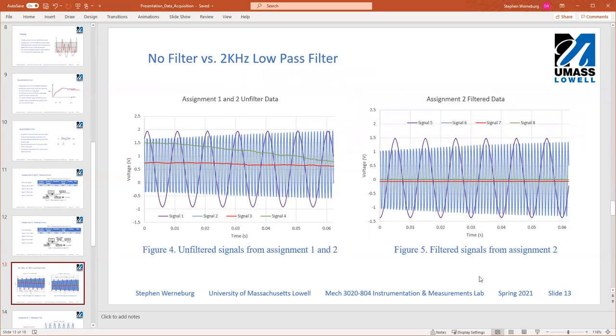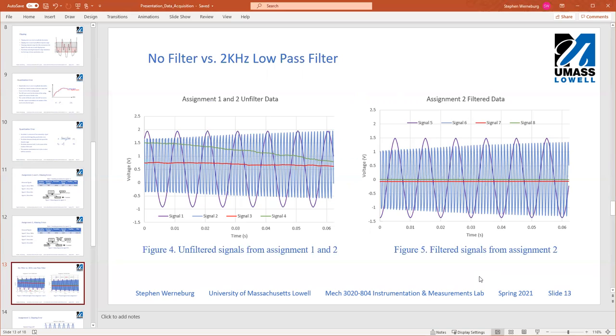So as you can see, the results that we got from assignment 1 and 2 are pretty much exactly what we would expect to happen, where signals 1 and 5, which satisfy both recommendations, are not aliased and also have accurate amplitude description, with the only difference between these two being that signal 1 has DC offset and signal 5 does not, because signal 1 was without the anti-aliasing filter and signal 5 was with the filter. And then likewise, signal 2 and signal 6 are very similar to each other, but in this case, they don't satisfy recommendation 2, so they don't have accurate amplitude description.